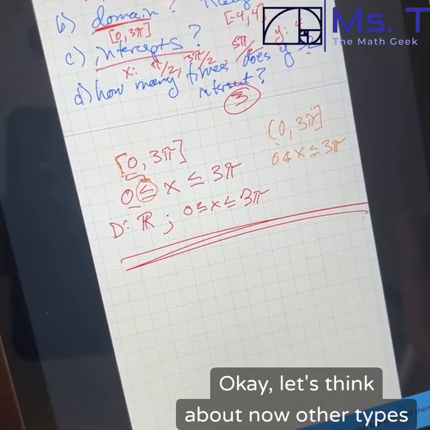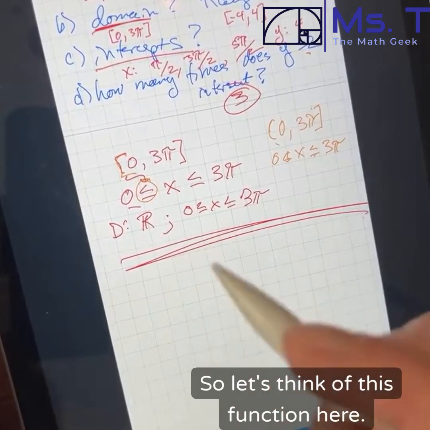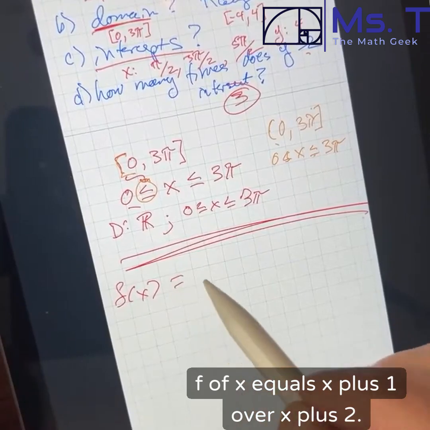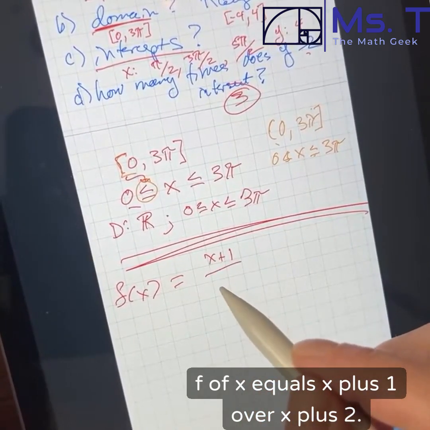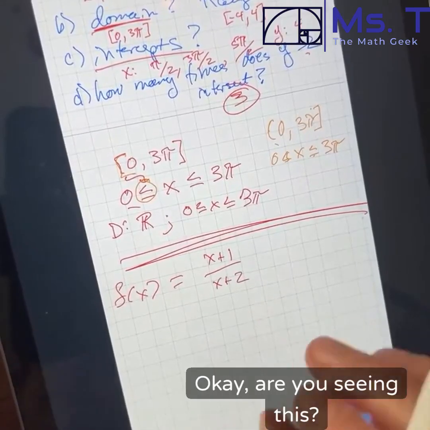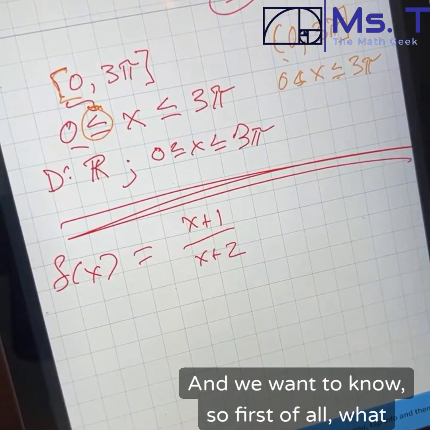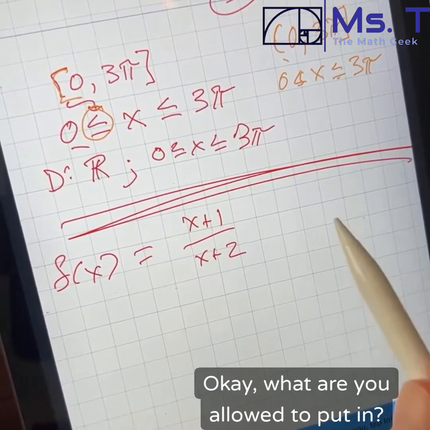Okay, let's think about now other types of graphs, other types of functions. So let's think of this function here. f of x equals x plus 1 over x plus 2. Okay, are you seeing this? And we want to know, first of all, what is the domain? What are you allowed to put in?